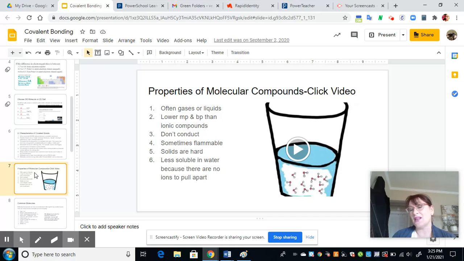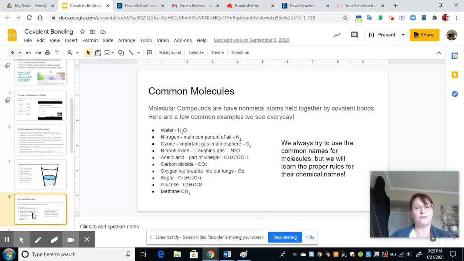Covalent compounds are sometimes flammable. There's a group called alcohols. Any type of alcohol is typically going to be flammable, and those are covalent compounds. So not every covalent compound is flammable, but it is possible. Some covalent compounds will dissolve in water, but they tend to be less soluble in water because there's really no ions to pull apart. There's no ions involved with covalent bonding, so they don't really dissolve like the salts do.